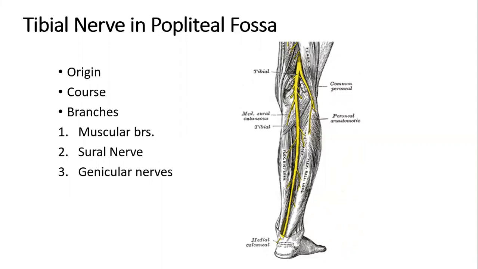And after removing the two heads of gastrocnemius, we come to know that the tibial nerve, along with the tibial vessels, continues to pass beneath the fibrous arch in the upper part, or proximal attachment, of soleus. In this diagram, soleus is also removed so that the course of the tibial nerve could be visible. So this was the origin and course of tibial nerve.